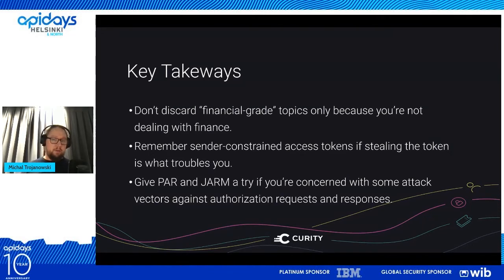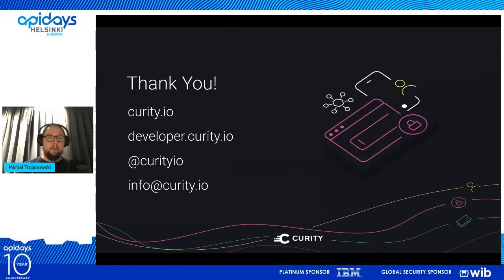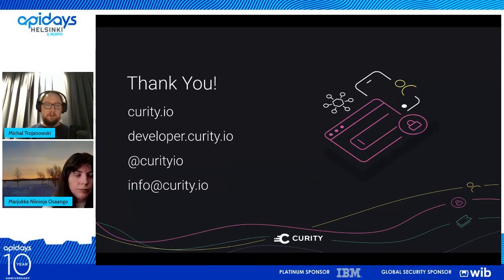Remember those sender constrained access tokens if stealing the token is what troubles you. And give PAR and JARM a try if you're concerned with some attack vectors, again, authorization requests and responses. And again, these are not complicated to implement, so this might be something that can help to make your security better in this area. And that's all from me.